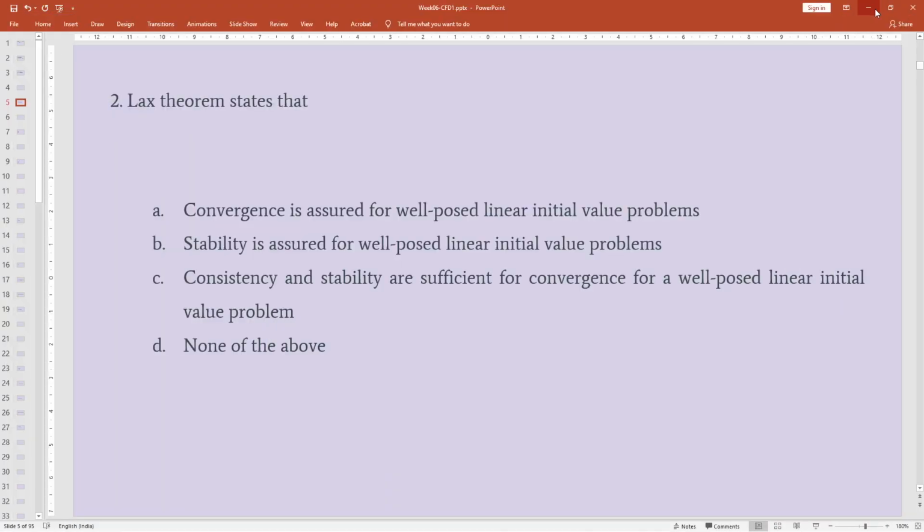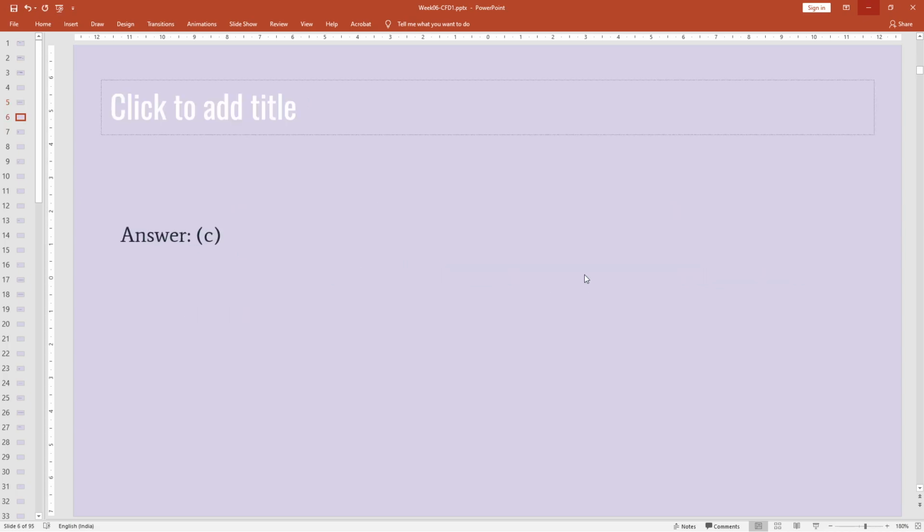Yes, you are right. Lax theorem states that consistency and stability are sufficient for convergence, but it's a sufficient criterion. If a numerical scheme is consistent as well as stable, then you should know that it will most probably give a convergent solution for an initial value problem. That's what the Lax theorem states.